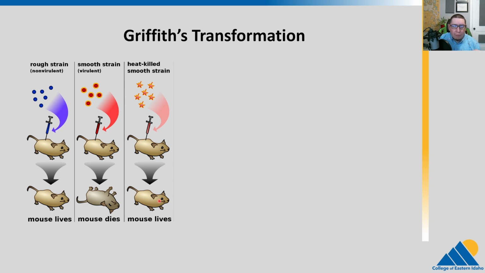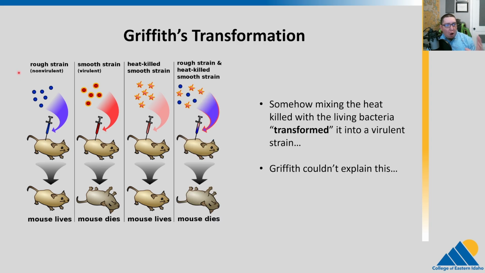So he's wondering, has the information that made this smooth strain virulent been destroyed, or is it still there? So he does something that I don't think I would imagine doing, but he takes his non-virulent rough strain and mixes it with some of the heat-killed smooth strain. Something strange happens here. He injects it into the mouse, and now the mouse dies. So it seems that he has somehow transformed the non-virulent strain into a virulent strain of bacteria. And he calls this property transformation because he changed it into a virulent strain.